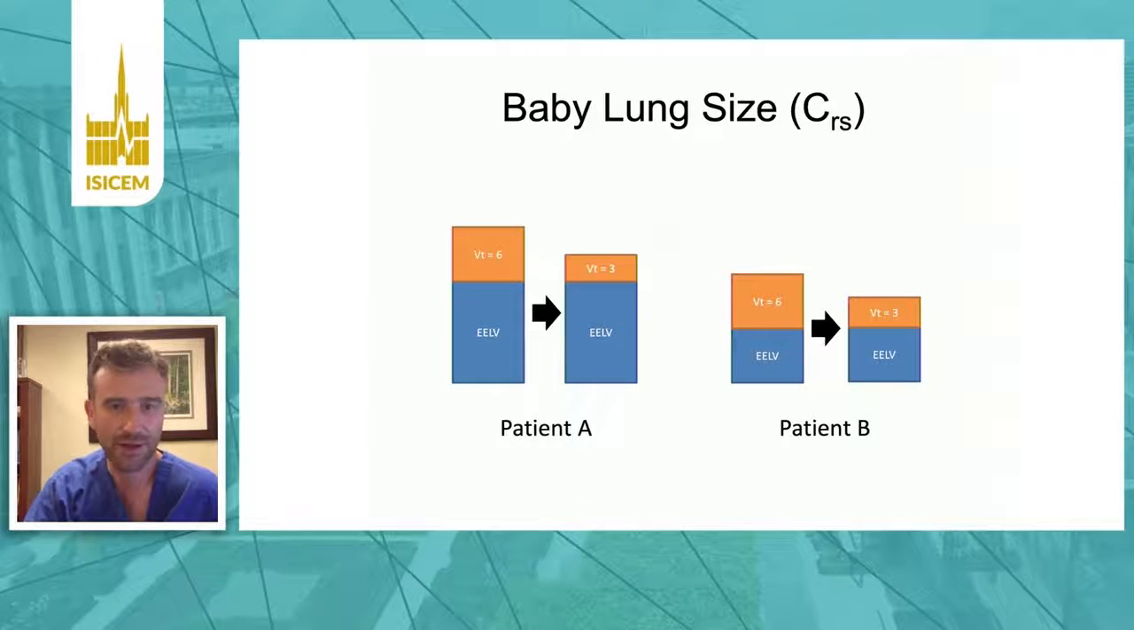So take patient A with a relatively large baby lung, a high end expiratory lung volume. Decreasing tidal ventilation, shown in the orange boxes, from 6 down to 3, will have some effect on the stress and strain applied to the lung. But it's actually much less than in patient B, where end expiratory lung volume is very low. And relatively speaking, the same reduction in tidal volume has a much greater reduction in overall stress and strain within the lung.